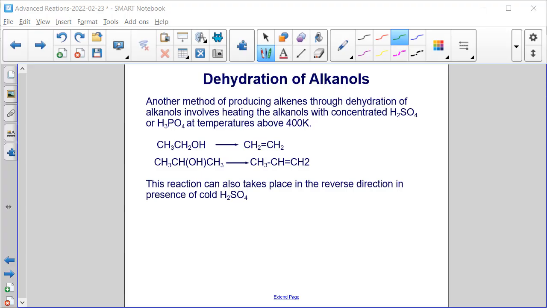Another method of producing alkenes through dehydration of alkanols involves heating the alkanols with concentrated H2SO4 or H3PO4 at temperatures above 400 Kelvin. So we can dehydrate. This is the same reaction that we saw in the last slide. So we just end up with a double bond.